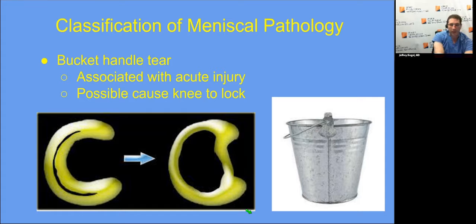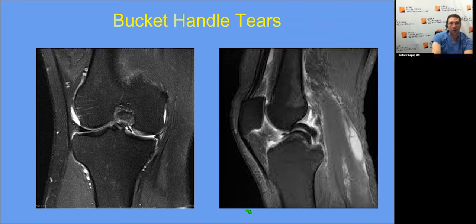And so looking at the image over here, this piece has now flipped. And obviously this can be a cause of pain, but it also can get stuck in what's called the notch of the knee and cause the knee to lock. So this is more commonly associated with ACL injuries and acute injuries. On MRI, a bucket handle tear may look like this.